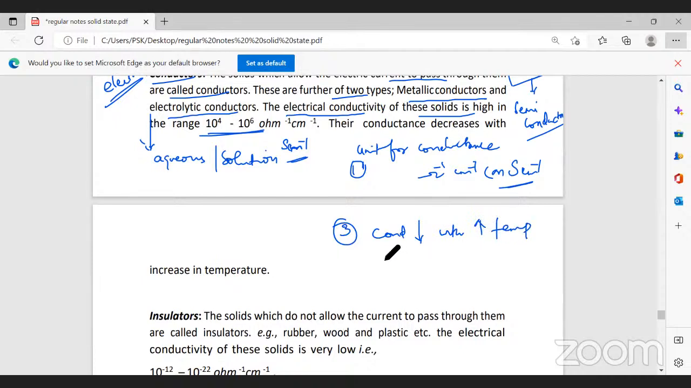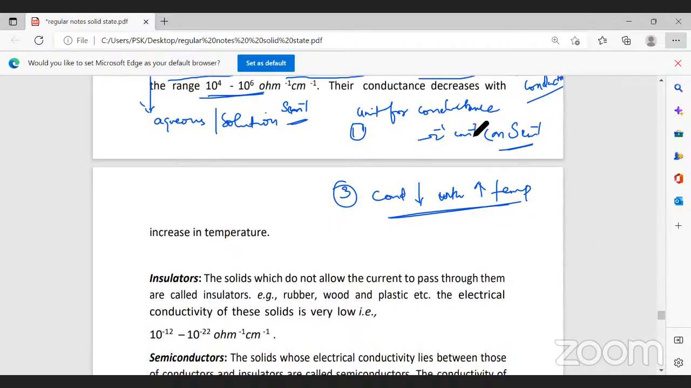Now, why does conductance decrease with increase in temperature? Because as we increase the temperature, there will be resistance for the movement of electrons. Therefore, conductance will decrease. So these 3 points you are supposed to remember with respect to electrical conductors. Solids are high conducting materials. The unit for conductance is ohm inverse, or Siemens, or ohm inverse centimeter inverse, or Siemens per centimeter. We can call it like that also.